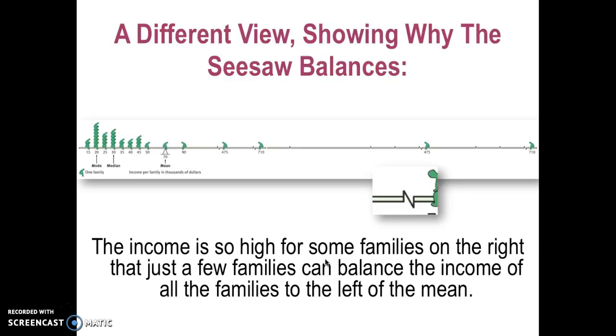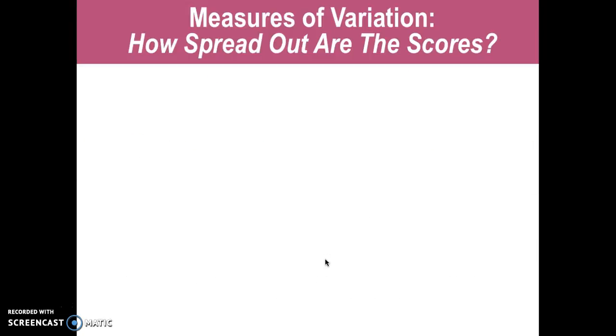So we just talked about this one. Sorry, I jumped ahead. Now we have measures of variation, and these are how spread out the scores are from the mean. So how spread out are the scores?